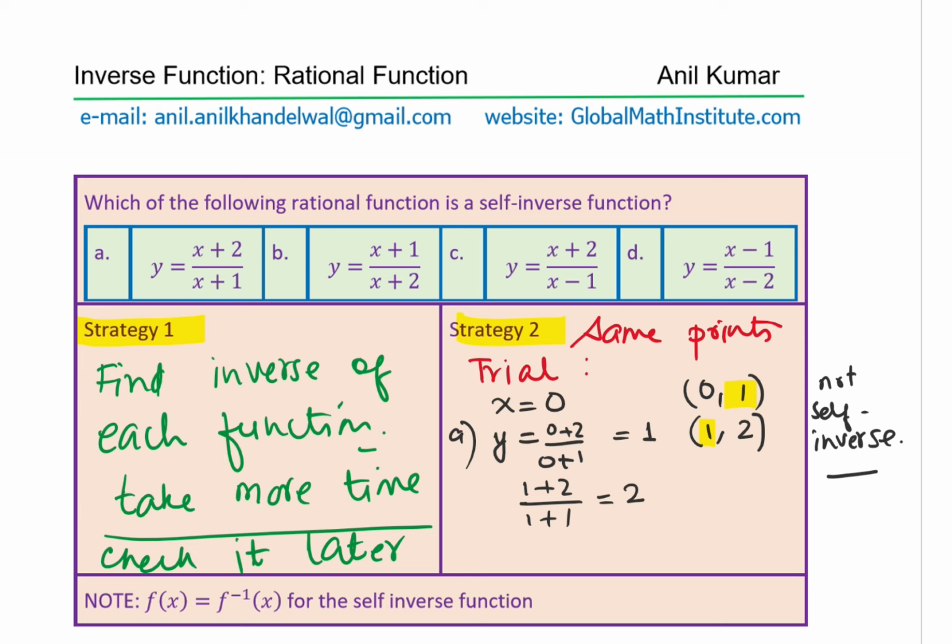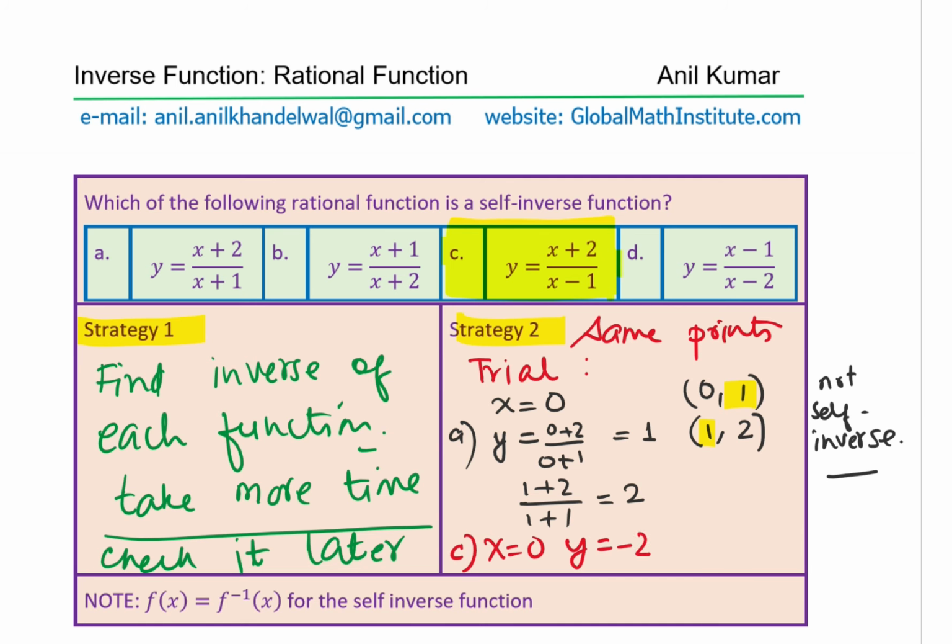The correct answer, let me tell you, from inspection is C. I'll give you a method of finding it out also by finding the inverse and proving that that is the correct answer. Now let us check in case of C, what do we get? So let's do for C. If I put x equals to 0, in that case, we get y equals to what? 0 plus 2 over 0 minus 1. So like we get minus 2.